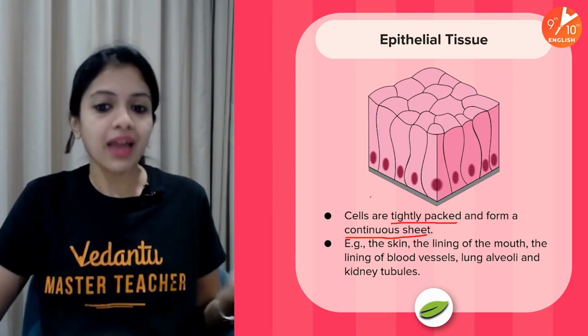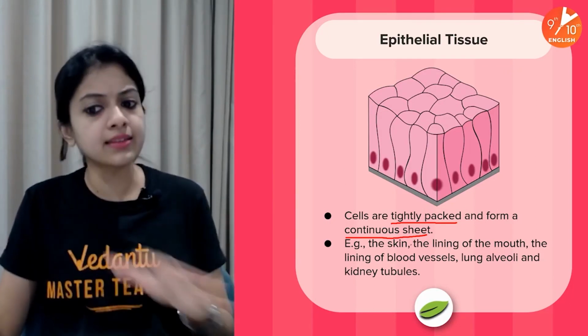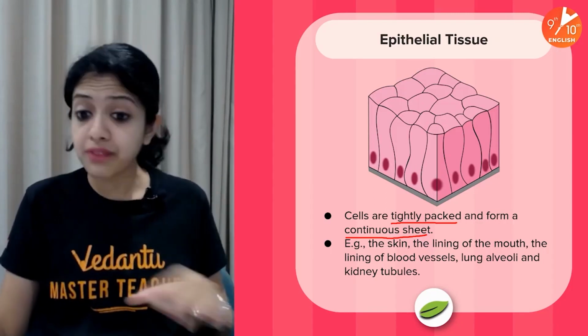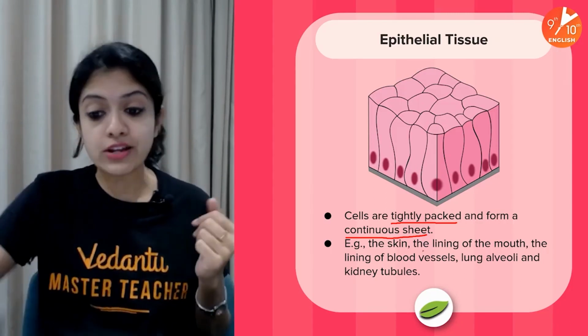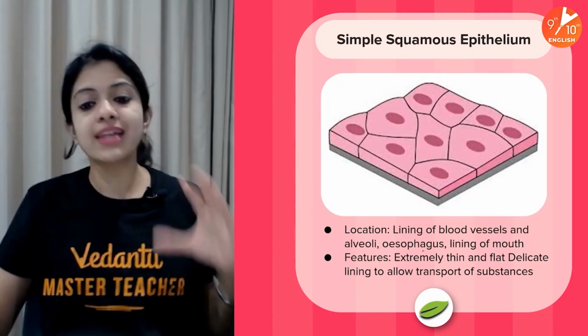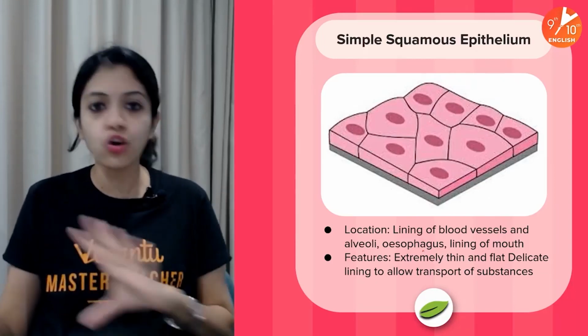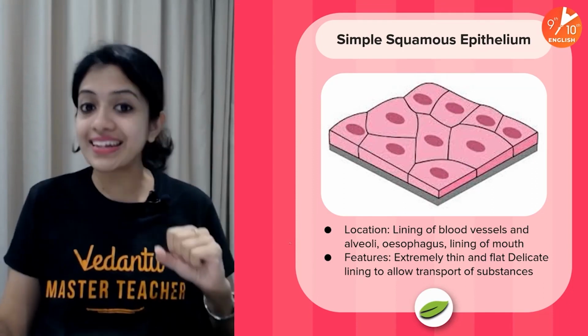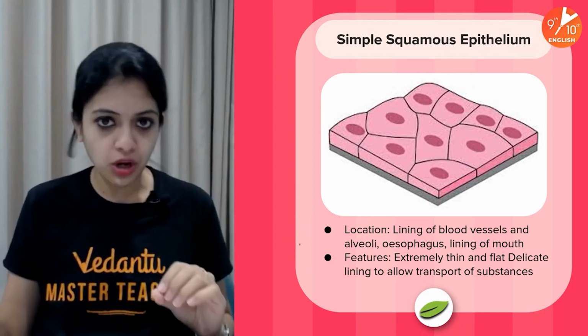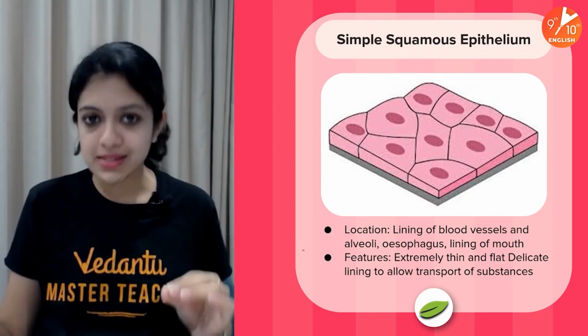Right. So examples are, as I have told you, the skin, the lining of the mouth, lining of blood vessels, lung alveoli, kidney tubules, all of these are examples. So let us now look at the subtypes which are included in your syllabus. Actually, a lot more are there, but what is there in grade 9 syllabus? Let's talk about them. Starting with simple squamous epithelium.